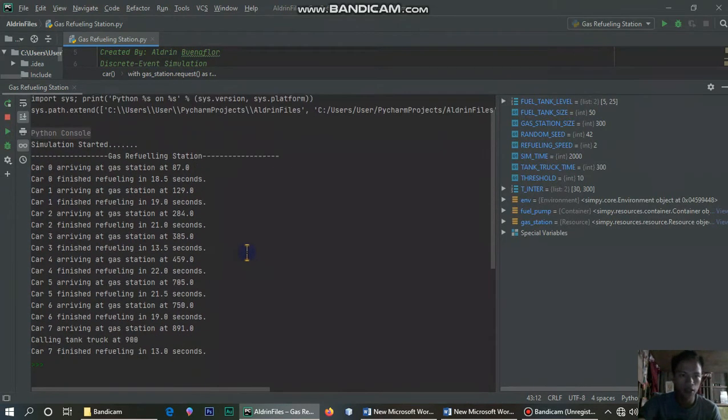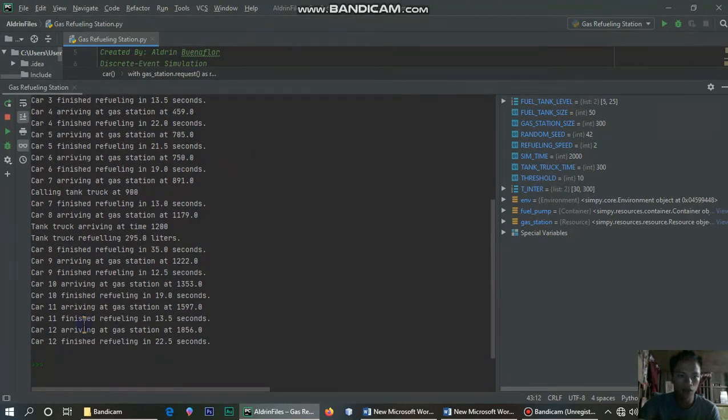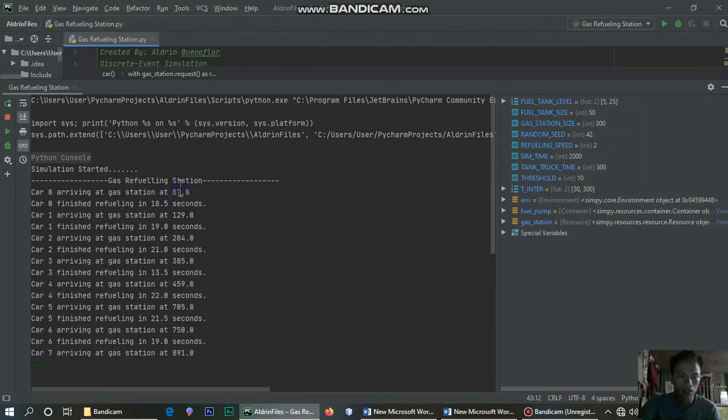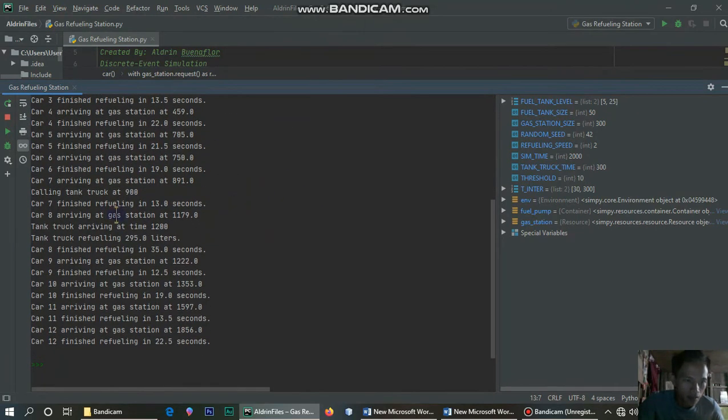So this is the random distribution, starting with car 0 arriving at the gas station at 87 seconds and finishing refueling in 18.5 seconds. Then car 1 arrives at the gas station at 129 seconds and finishes refueling in 19 seconds. Then we jump to car 7.